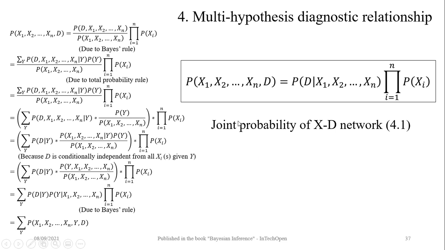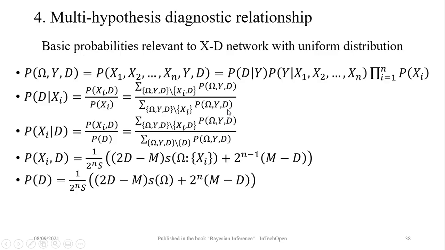This is the group of the joint probability of the AD network according to equation 4.1. Here, the joint probability of S1, S2, ..., Sn and D equals the probability of D given S1, S2, ..., Sn multiplied by the probability of Si. This is the multi-hypothesis diagnostic relationship.